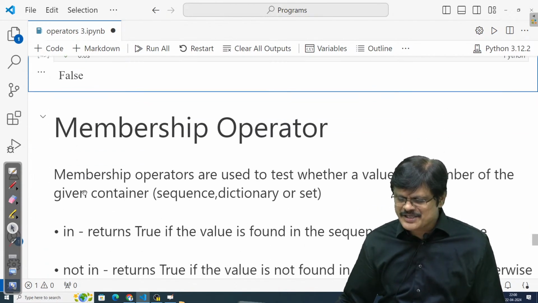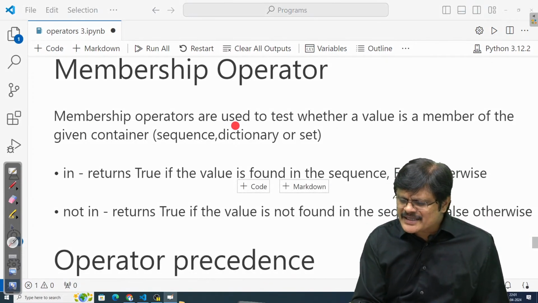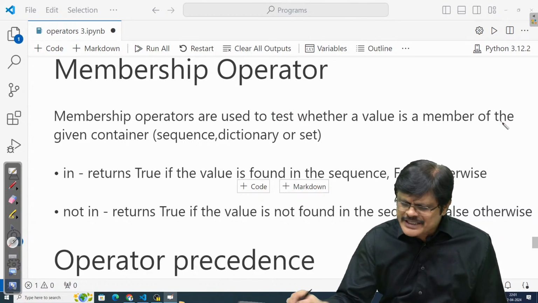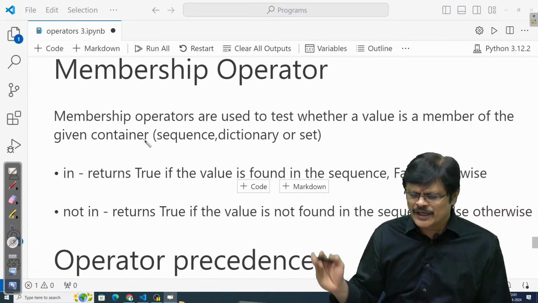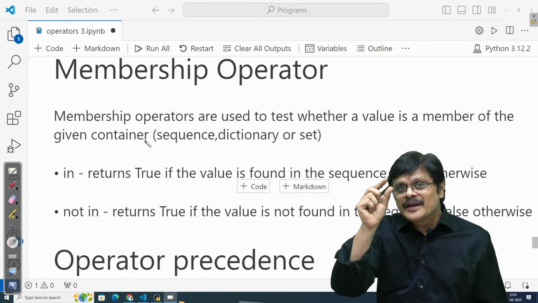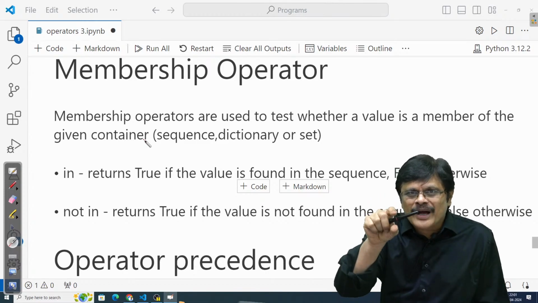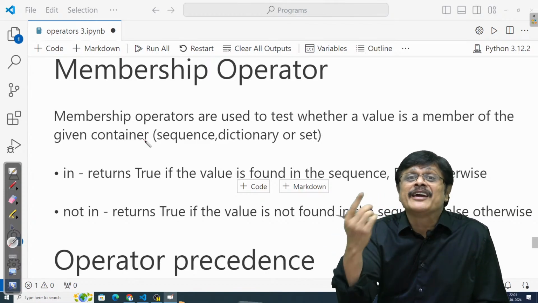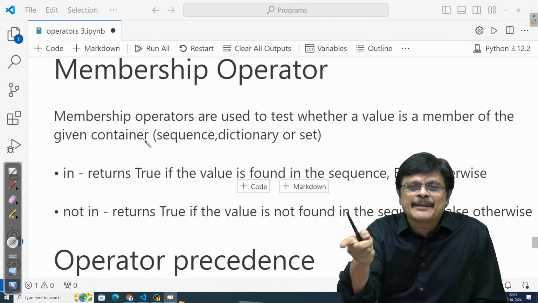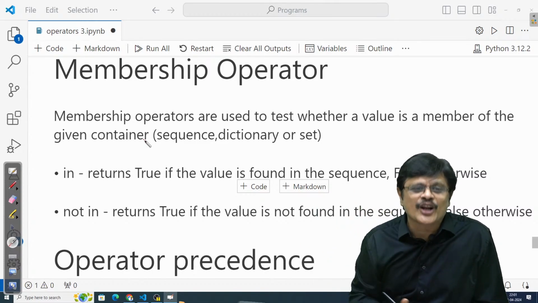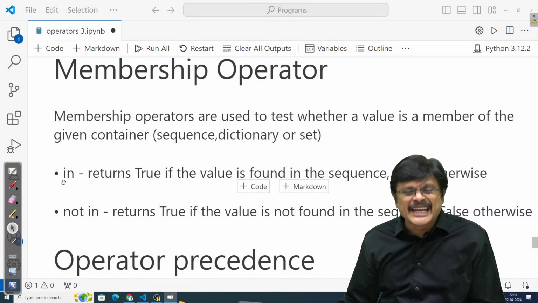The next one is the membership operator. Membership operators are used to test whether a value is a member of a given container. It may be a sequence, a dictionary, or a set; sequence in the sense of list, tuple or anything. So in the previous example, 1 is a value. Sometimes within the list you may have variables also. So you want to check whether that value is a member of that particular container or not. For that we are going to use this membership operator, that is, 'in'.